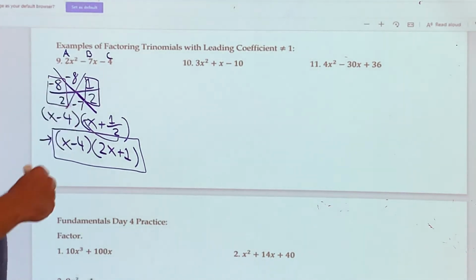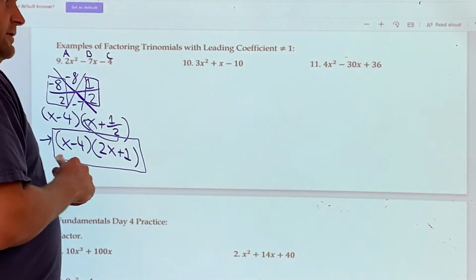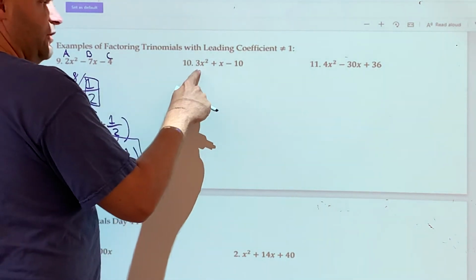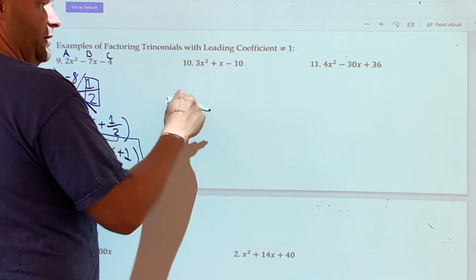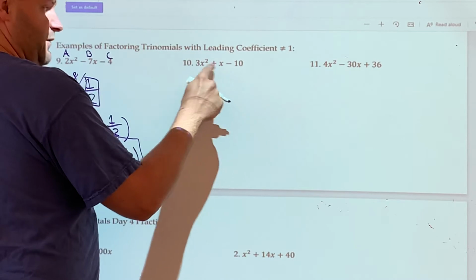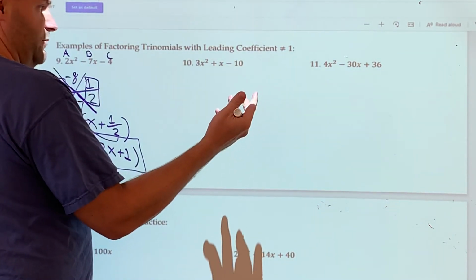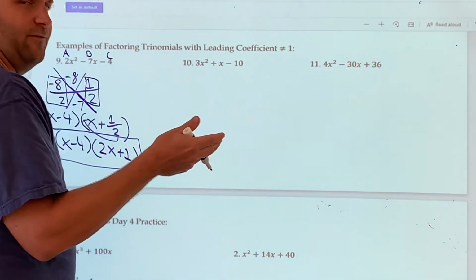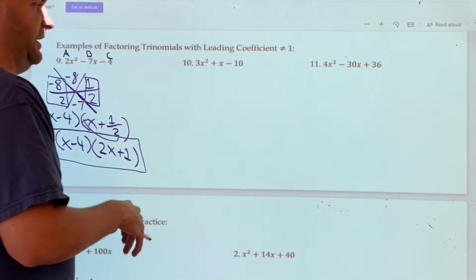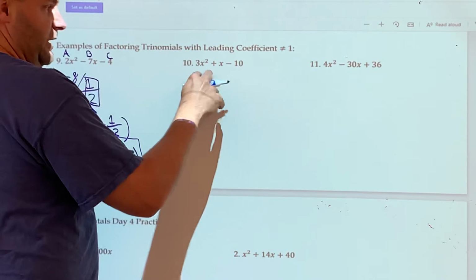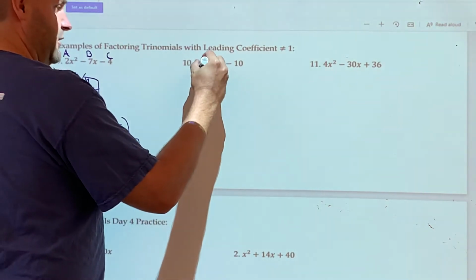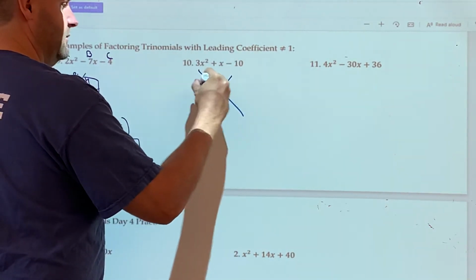All right, let's look at number 10. So number 10, again, look for a GCF here. We've got a trinomial again, but I do not have a GCF again. The 3, the 1, and the negative 10 do not all have something in common. Well, yes, they have a 1, but if it's a GCF of 1, you're not going to take it out. It has to be something different from 1. They don't all have x either, so I'm going to automatically start my star method.